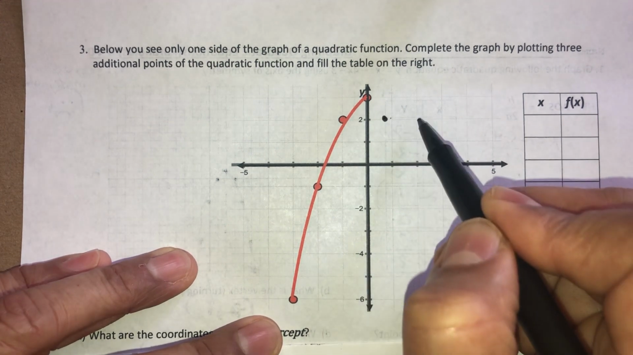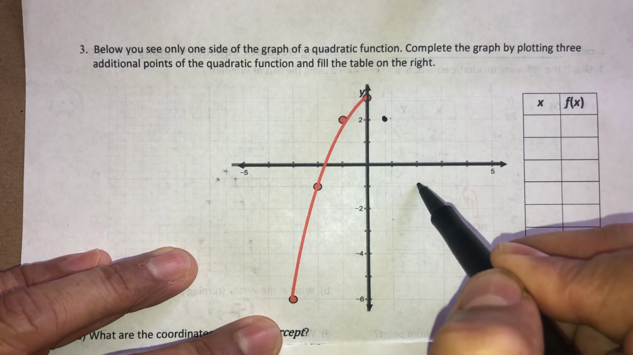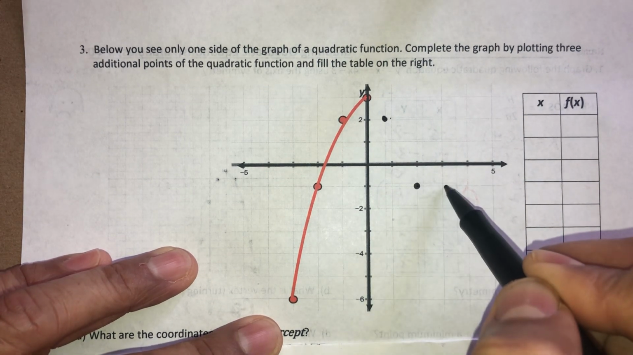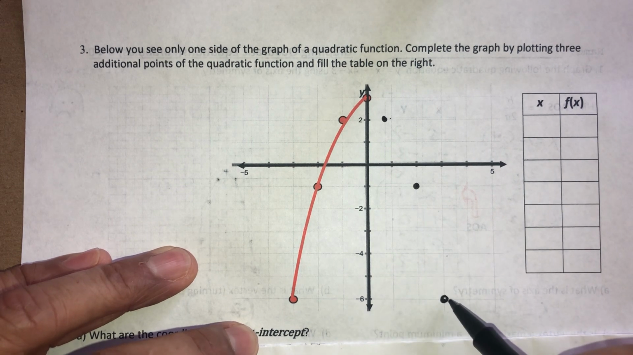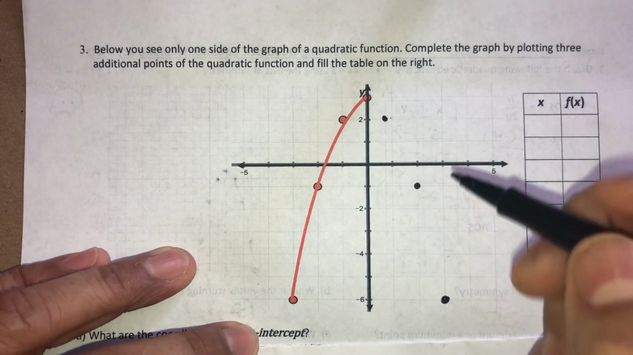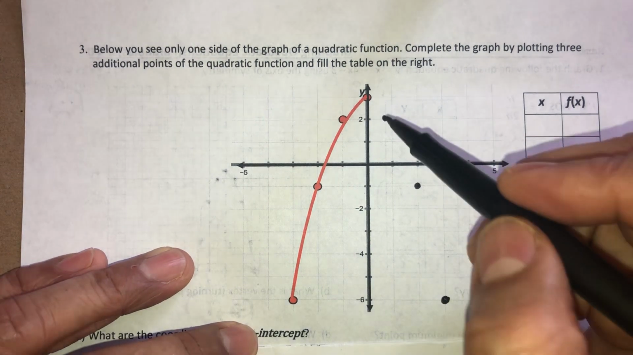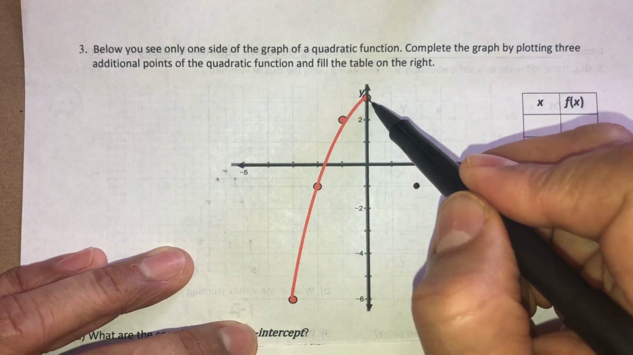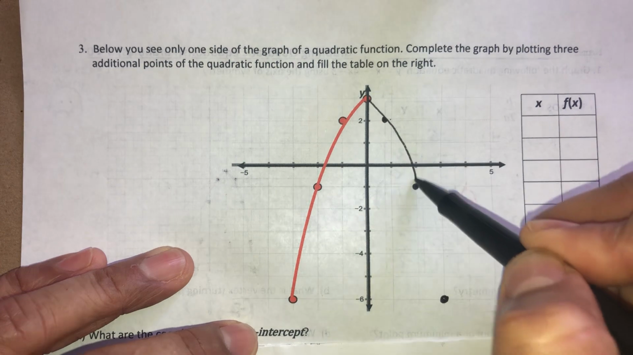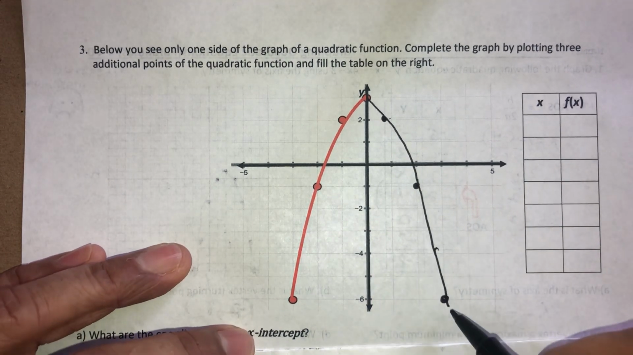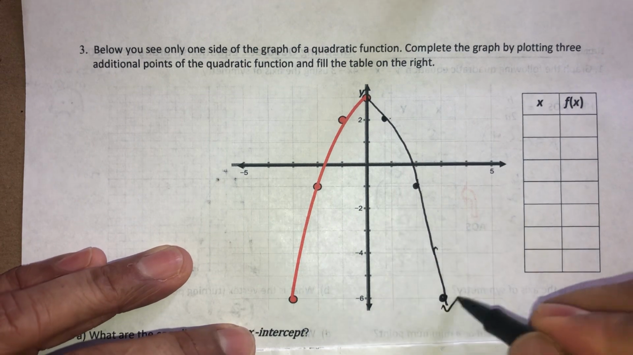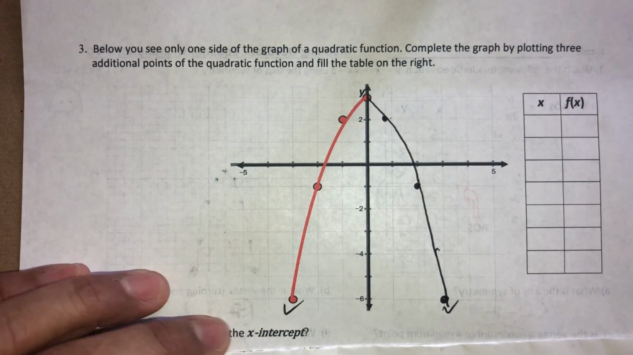I open up one more time, and that is going to be right here. And I open up one more time, and I'm just going to keep going down, and I'm going to match that point right there. So I already have the other side of the parabola. So that means that if I connect those points, that's my other part of the parabola.